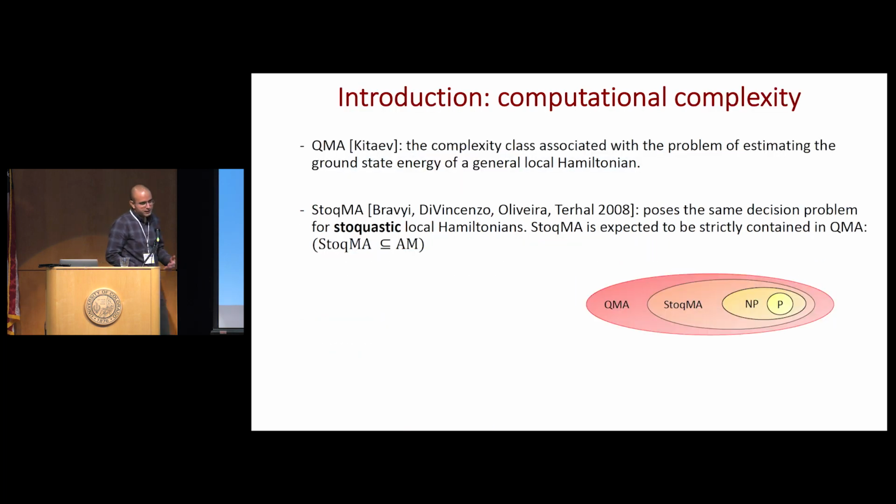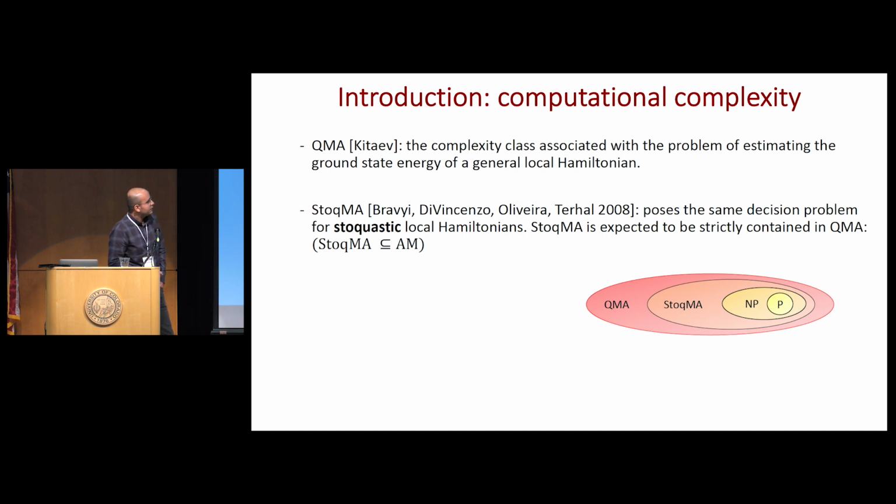So this was from a more practical point of view. But from a computational complexity point of view, similar to the way that we can define the complexity class QMA and show that estimating the ground state energy of a local Hamiltonian is complete for this class, one can define a complexity class STOCHMA. This was done by Bravyi, DiVincenzo, Oliveira, and Terhal. Basically, one can show that the same problem, estimating the ground state energy of stochastic Hamiltonians, is a complete problem for this complexity class.